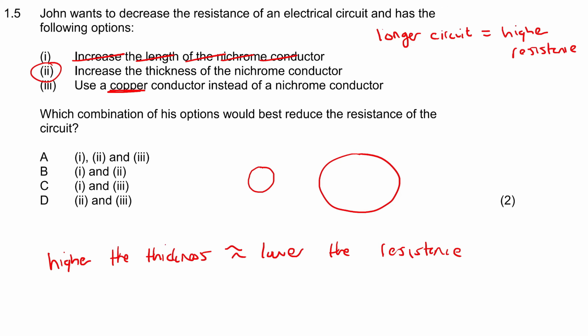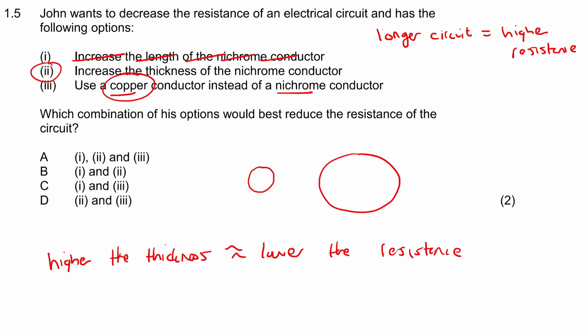So that should make you realize, why would we use copper and not nichrome? That must be because copper obviously has a lower resistance. We want low resistance. We don't want to make it difficult for the electrons to flow, because that's going to make electricity more expensive. We want it easy for electricity to be able to flow.